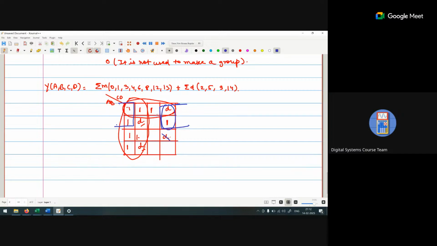So can I neglect this D? Because if I consider this D, it will increase our terms. So what should we do? We neglect this one. We consider the D which is used to increase the size of the group, and we neglect the D that is not useful. That's why it is called the don't care condition. Is it clear why we consider these 3 Ds and why we are not considering this one?